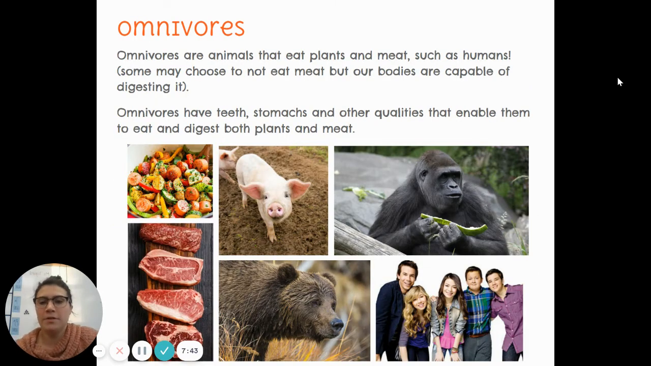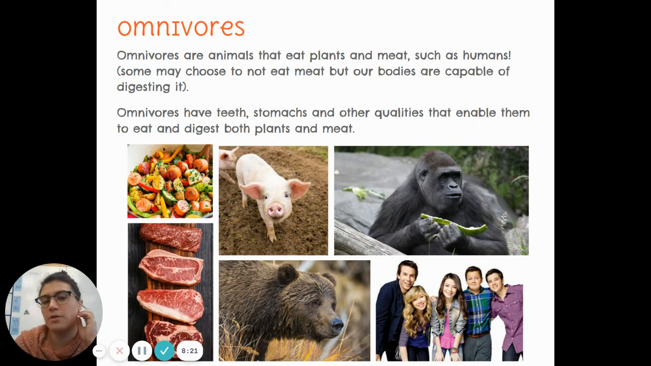Then we have omnivores, which are animals that eat plants and meat, such as humans. Well, they can eat humans, but what I meant was that omnivores are humans. Humans are omnivores. Some may choose not to eat meat, but our bodies are capable of digesting it. So when you hear that somebody is vegan or vegetarian, it's not that they aren't omnivores, it's just that they're choosing to not put that into their diet. Their body is perfectly fine and capable of consuming and processing meat, but it's a lifestyle choice.